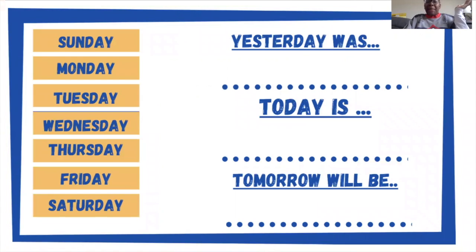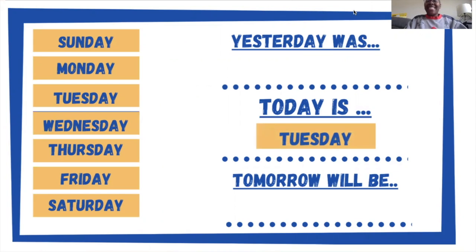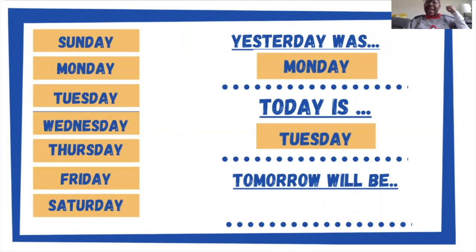What day is today? It is the second school day of the week. Do you know what it is? Hmm. You guessed it. Today is Tuesday. Well, if today is Tuesday, what was yesterday? Yesterday was the first school day of the week. What day is that? You got it. Yesterday was Monday. And if yesterday was Monday and today is Tuesday, what will tomorrow be? Yesterday was Monday. Today is Tuesday. Tomorrow will be, that's right, tomorrow will be Wednesday.